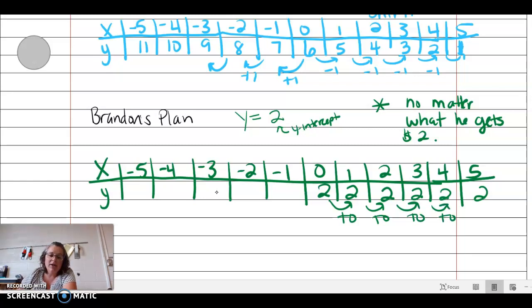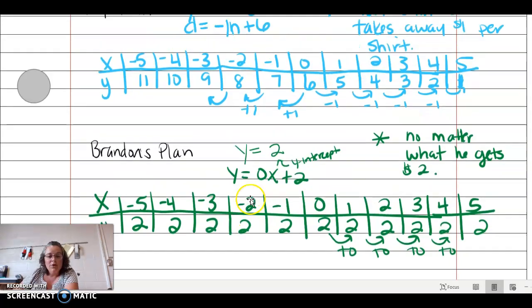So one way we could have written this was y equals 0x plus 2. We're saying we get $2 to start and then $0 after that. And if I work backwards, I would have to subtract 0, which would keep me at 2, keep me at 2, keep me at 2. No matter what, he's getting 2.